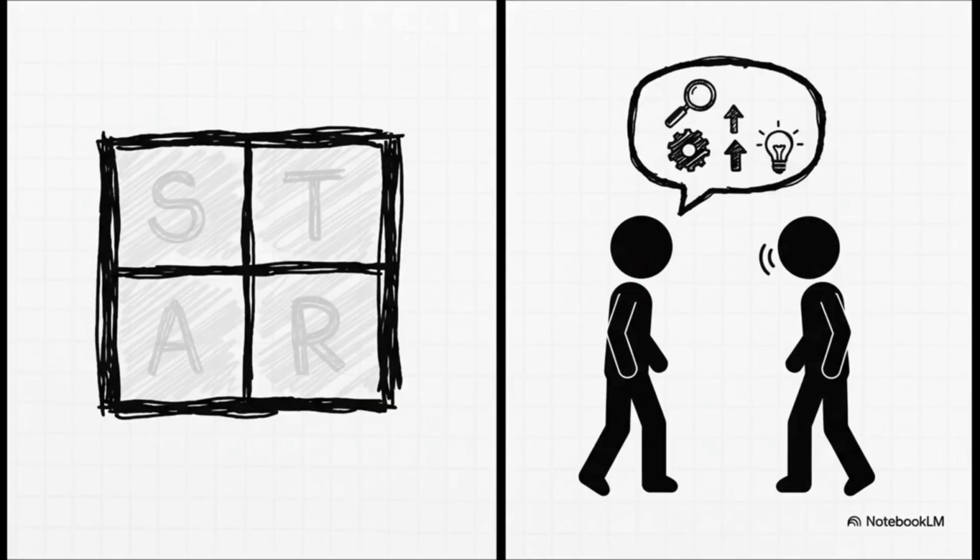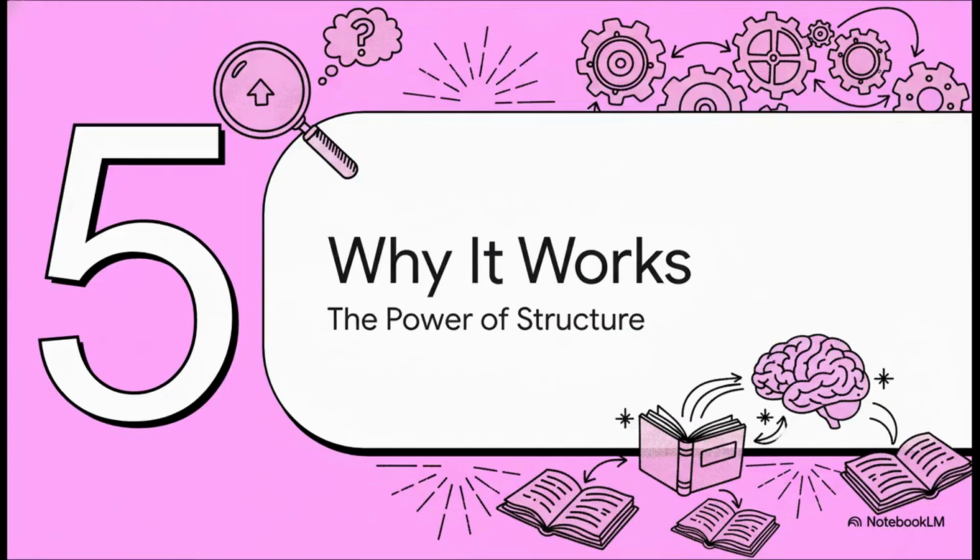And here are 2 more absolute game changers. First, use a graphic organizer, just a simple sheet with 4 boxes, 1 for each letter of STAR. It helps them plan everything out. And second, let them talk it out. Having students verbally rehearse their STAR response with a partner is so powerful for clarifying their thoughts before they even start writing.